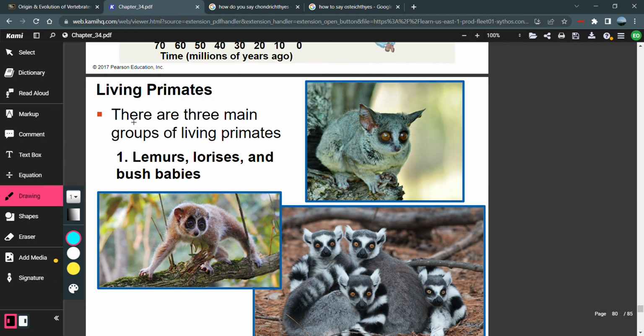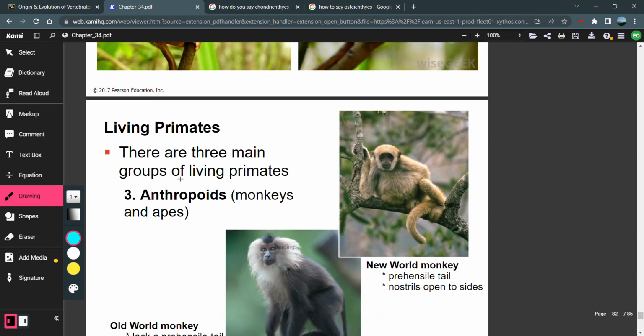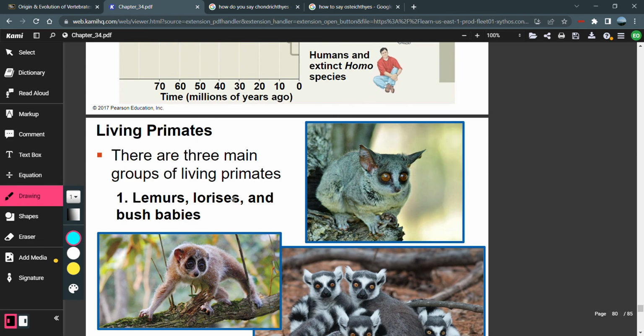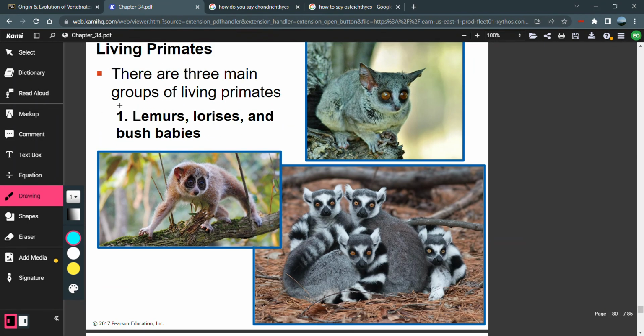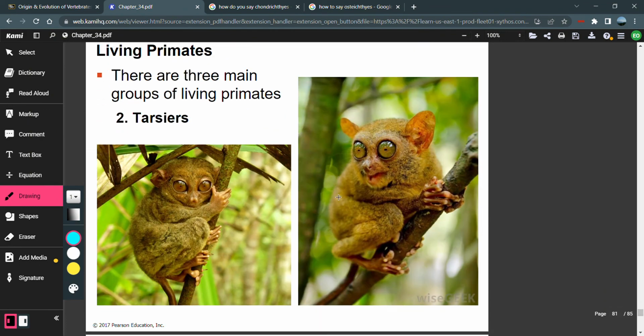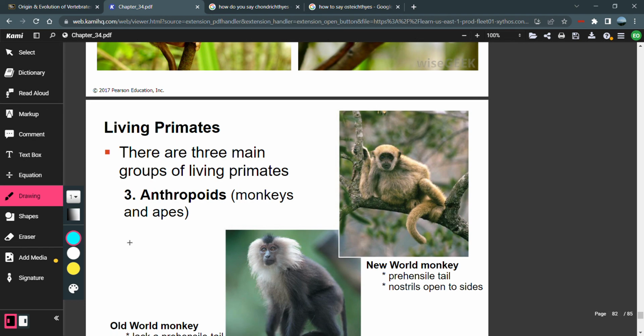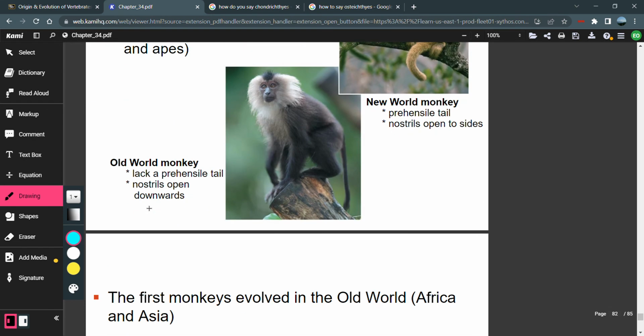The three main groups of living primates are lemurs, tarsiers, and anthropoids. Lemurs, lorises, and bush babies are one group. Tarsiers are these little weird-looking ones, and anthropoids are monkeys and apes.